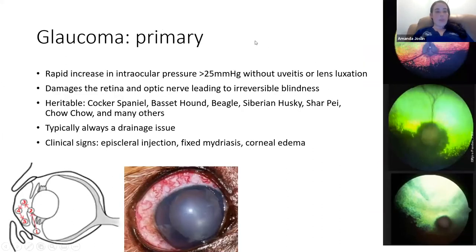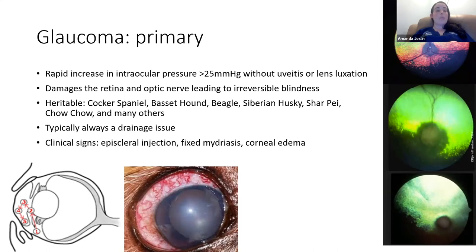And then I think we have a few minutes, so we'll talk about glaucoma. When we talk about glaucoma, we have either primary or secondary glaucoma. Glaucoma is a rapid increase in the intraocular pressure in the eye, technically above 25, because 25 is the upper end of normal, without any other signs in the eye.